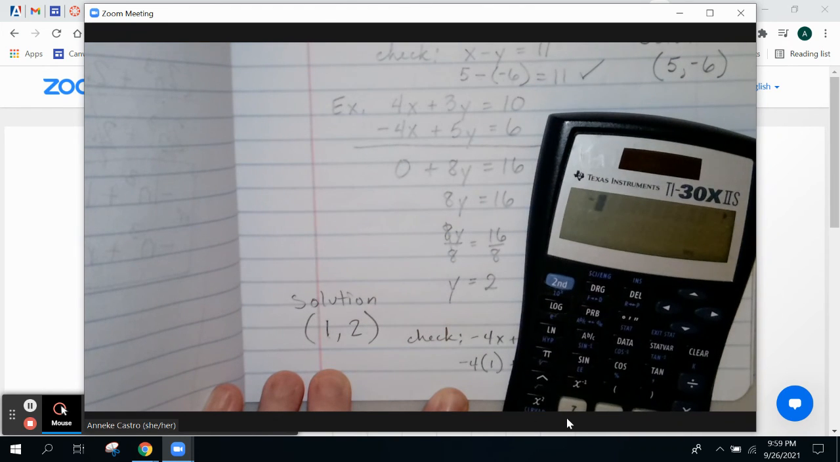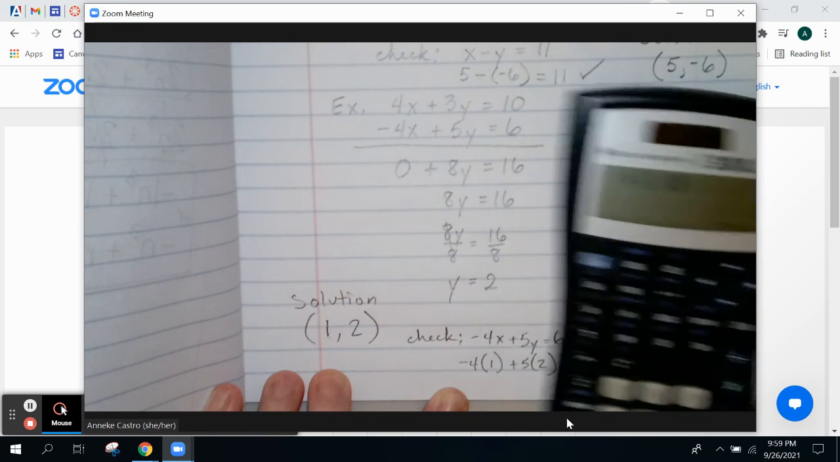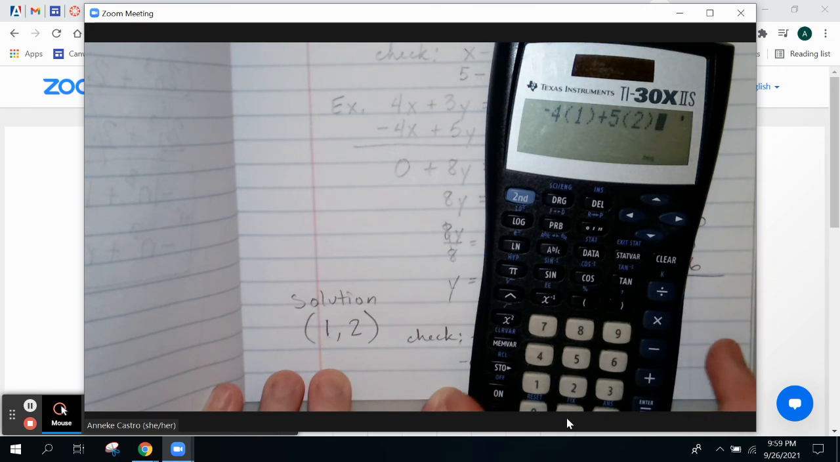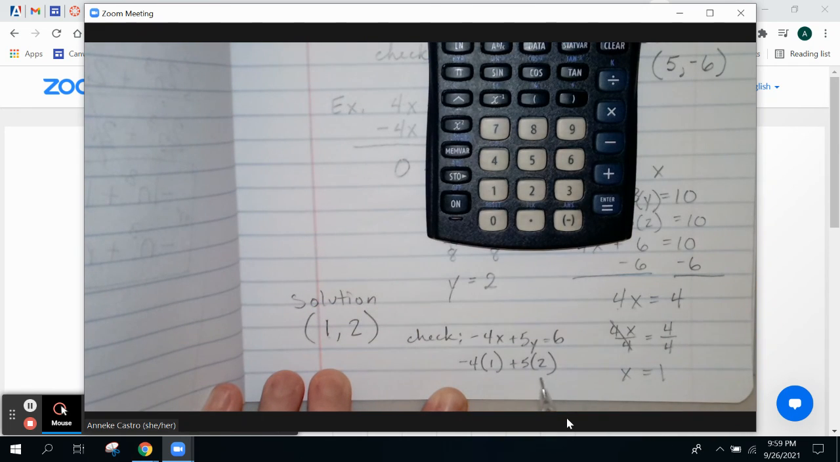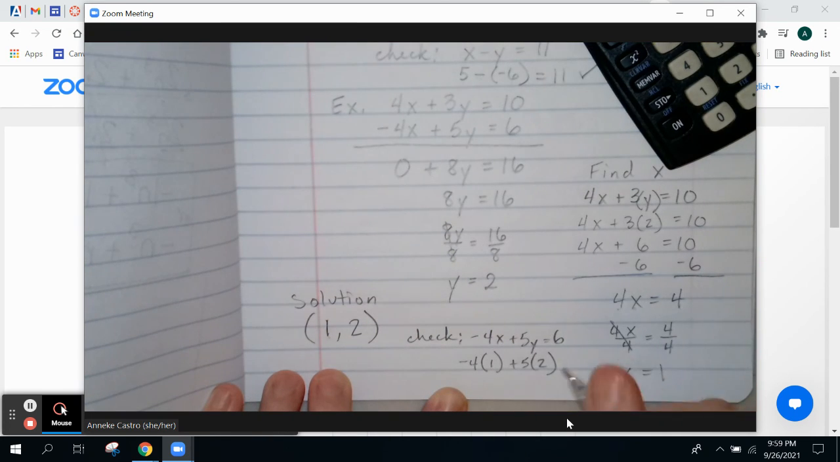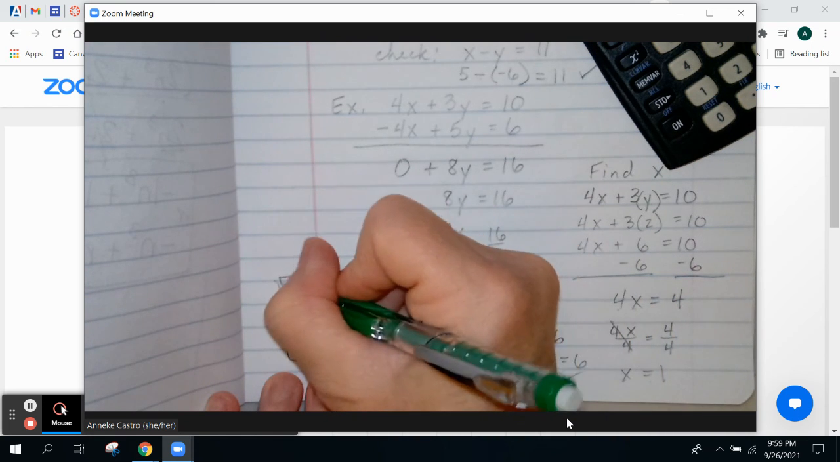And you could go ahead and grab a calculator and do that on the calculator. So I'm going to have negative 4 parentheses 1 plus 5 parentheses 2. So I'm just typing in exactly what I see right here. There it is. I'm going to hit equals, and it says it's 6. Yay! So it checked. I got it right. I checked it. So my solution is 1, 2, and I checked it.